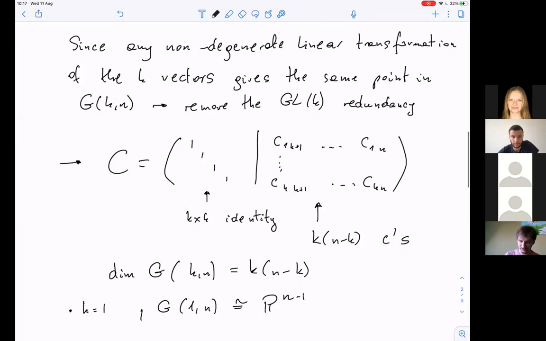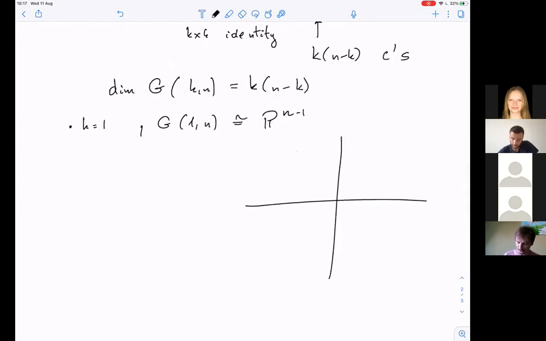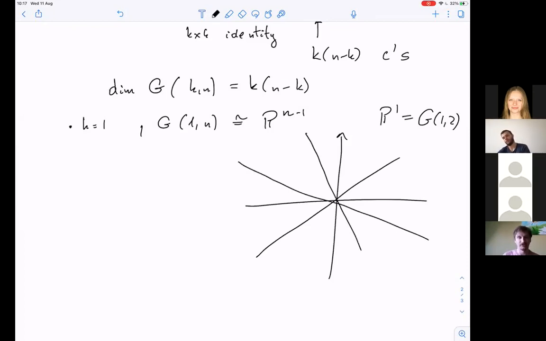So the picture, for example, for P1, which is the same as G1 comma 2, would be all lines coming through the origin, all of them. This is the collection. So this line is a single point in G1 comma 2. And all of them have to go through the origin.